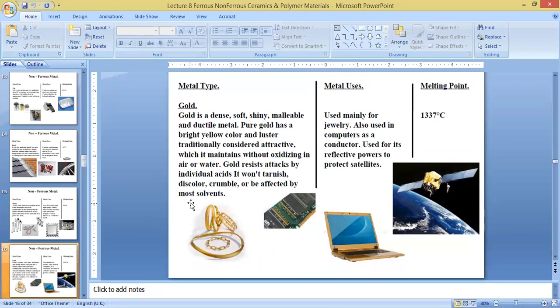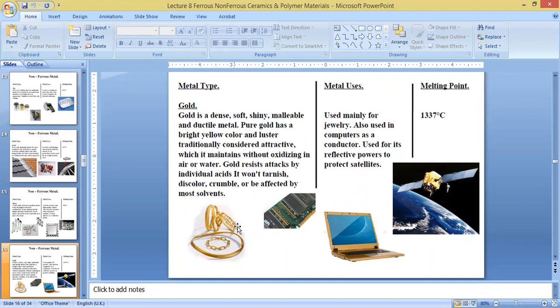Dense, soft, shiny, malleable, ductile. It has a bright yellow color. Traditionally considered attractive, it maintains its shininess without oxidizing in air or water. So in short, it's not affected by air or water. It does not corrode per se.